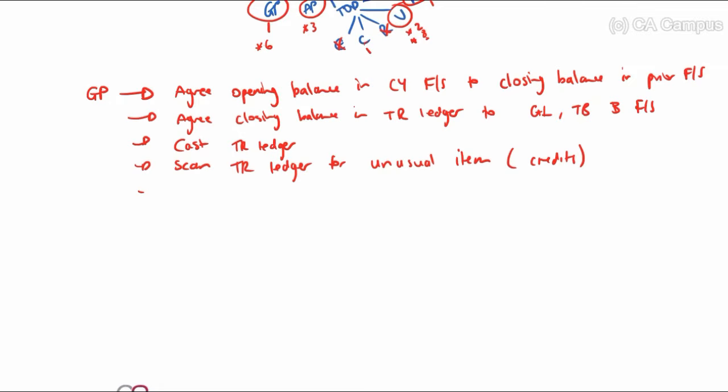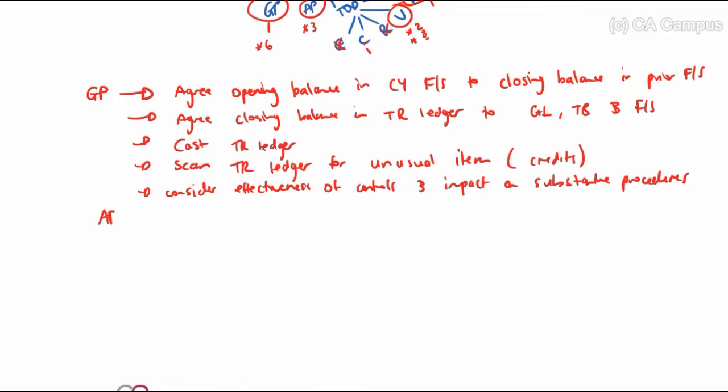I'm now going to consider the effectiveness of controls and the impact on the substantive procedures. And then I'm going to get into my analytical procedures. So for debtors, I can say, compare the following for reasonableness.